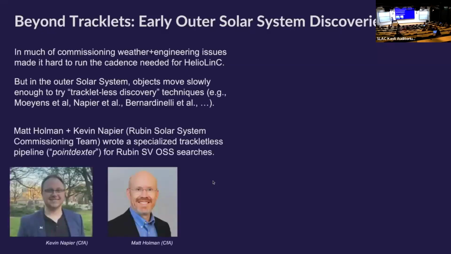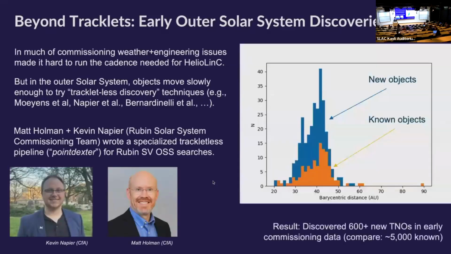And Matt Holman and Kevin Napier, who are on our solar system commissioning team and our early operations team, wrote a specialized trackletless pipeline called Poindexter to go and try to dig out these outer solar system objects in the Rubin data that we collected so far. And this was the result. And I remember when Matt sent this plot, we all thought, oh, look at the known objects, and then we found a few new objects, and he was like, no, it's the other way around. For every known object that was out there, we found 2 new ones.